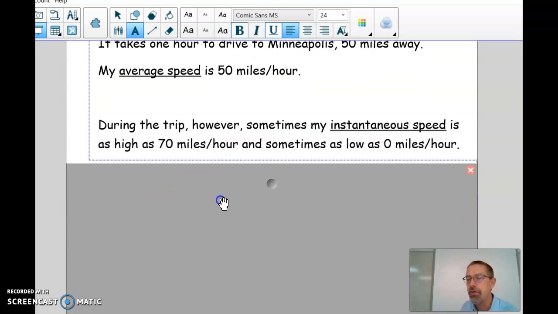But during the trip, sometimes I have to go through downtown Red Wing, and I might travel at 30 miles an hour.